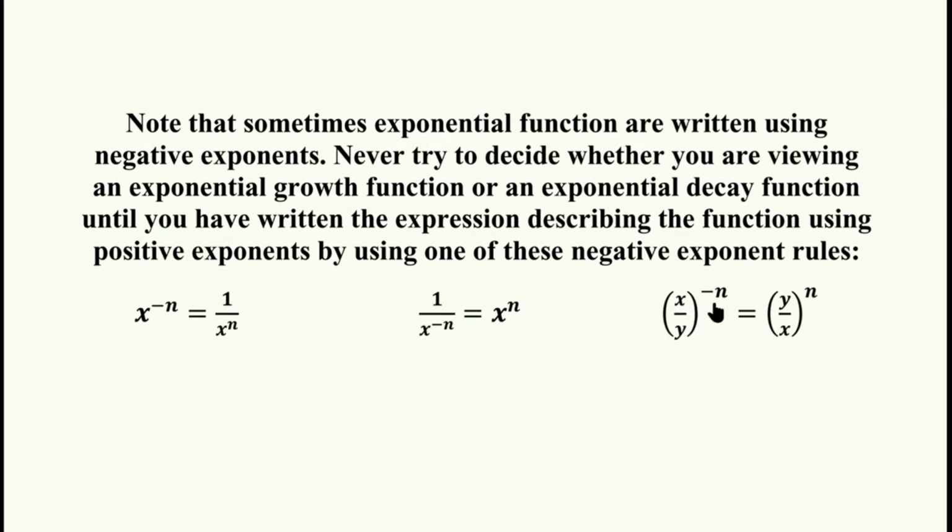1 over x to the -n in turn becomes x to the n. And if you have a fraction raised to a negative power, as we saw earlier, you can flip the fraction, reciprocate it, and then change the exponent to a positive value. The same, of course, the opposite of that value.